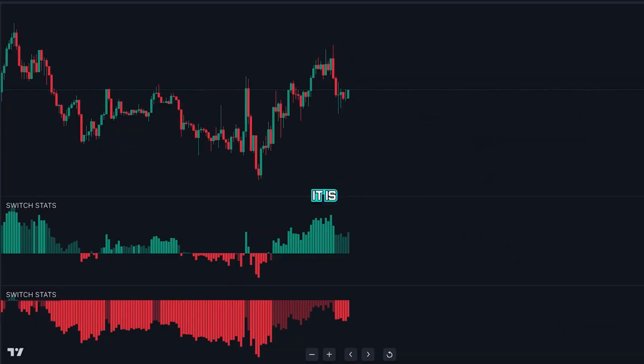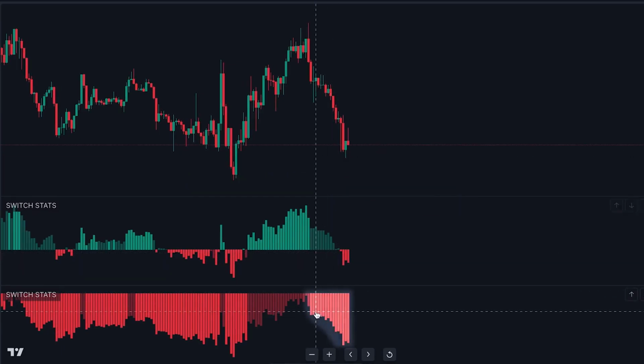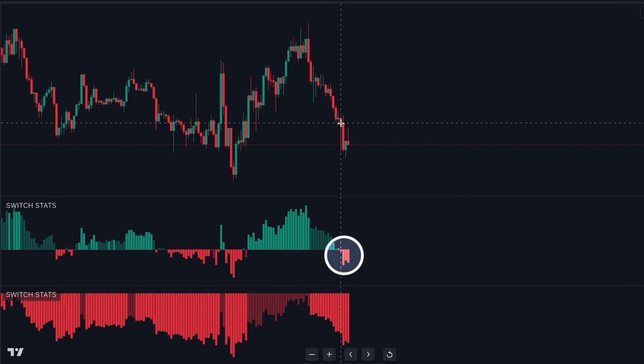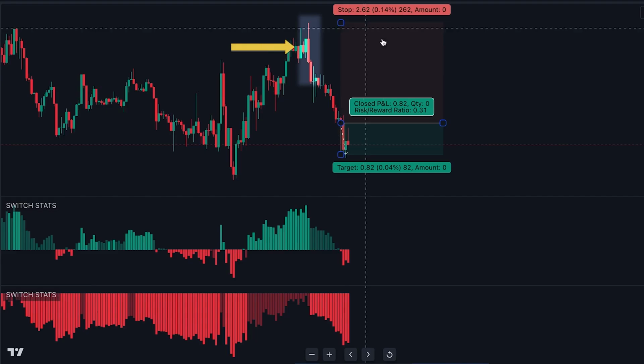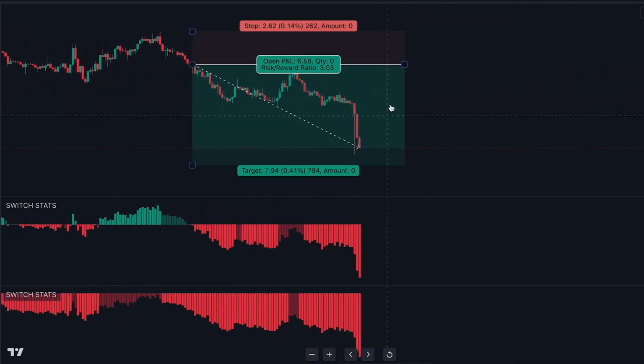For sell positions, it is the opposite. We want to wait for the trend to be strong bearish. Then we will wait for a sell signal on the 4-hour instance and execute with stops above swing high, targeting a 1 to 3 risk to reward.